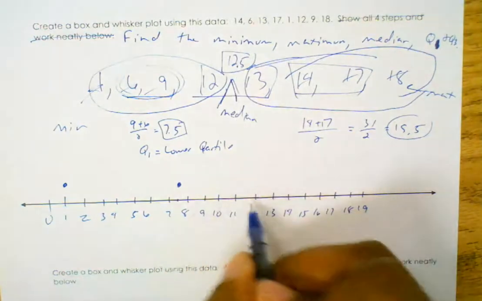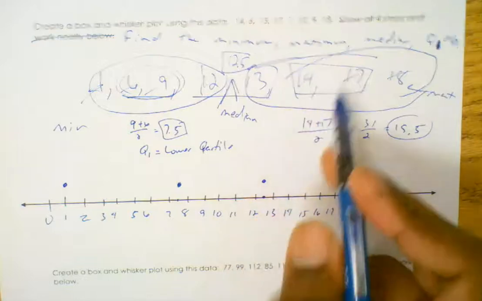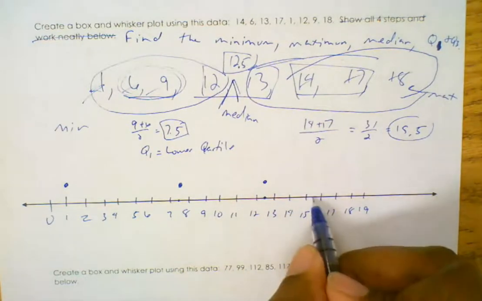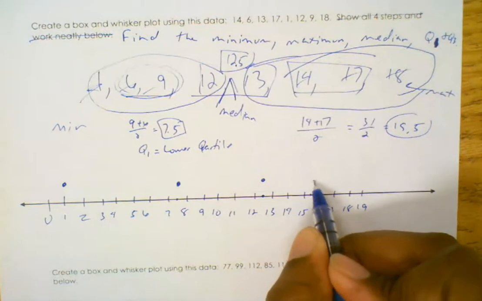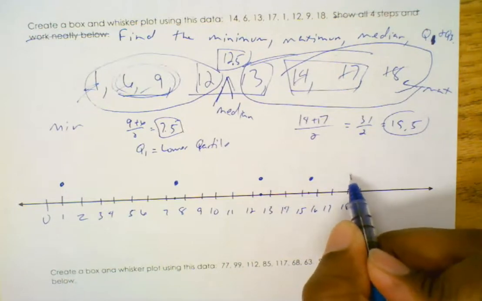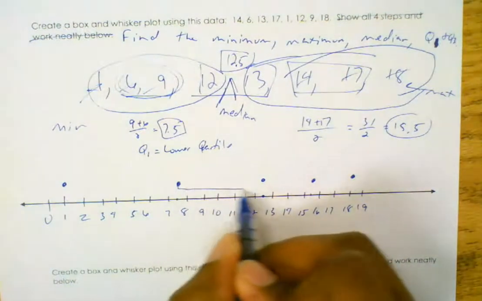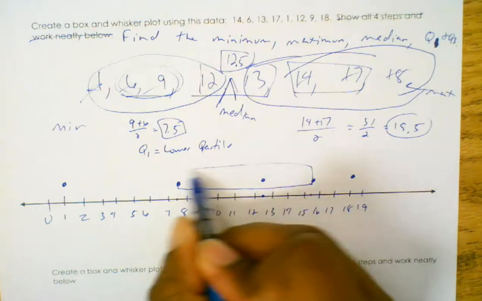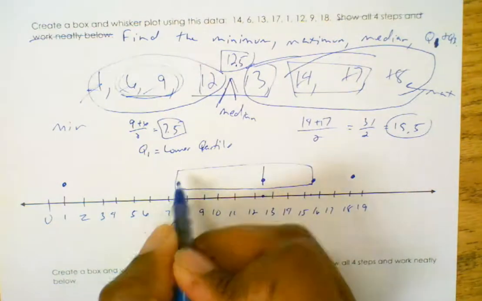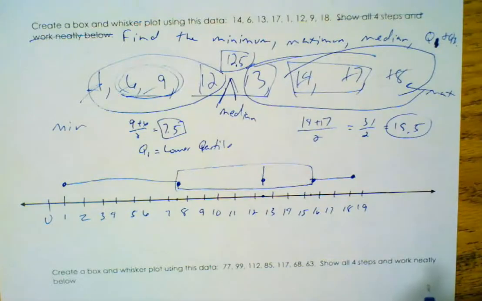My median is 12.5, so that's about right here. My Q3 is 15.5, and my maximum is 18. So for the middle set, I'm going to make a box around them with a line at the median. Connect those dots. We've now made a box and whisker plot for that example.